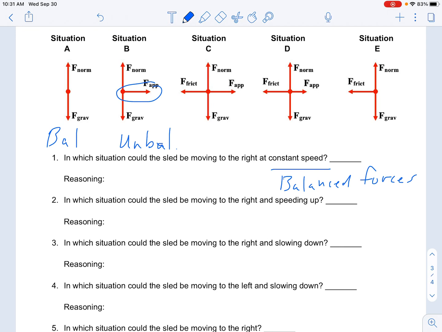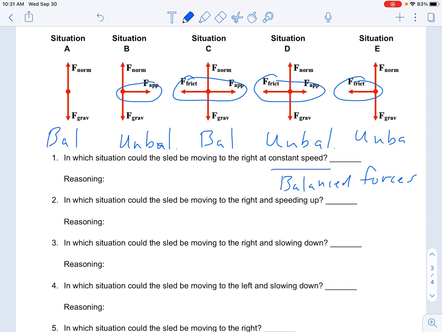These two are balanced, and I know that because they're the same length each. These ones are unbalanced because the friction is stronger than the applied force. And this one also is going to be unbalanced. So we can start with that. Constant speed would need balanced forces. That leaves 2 options, A and C.